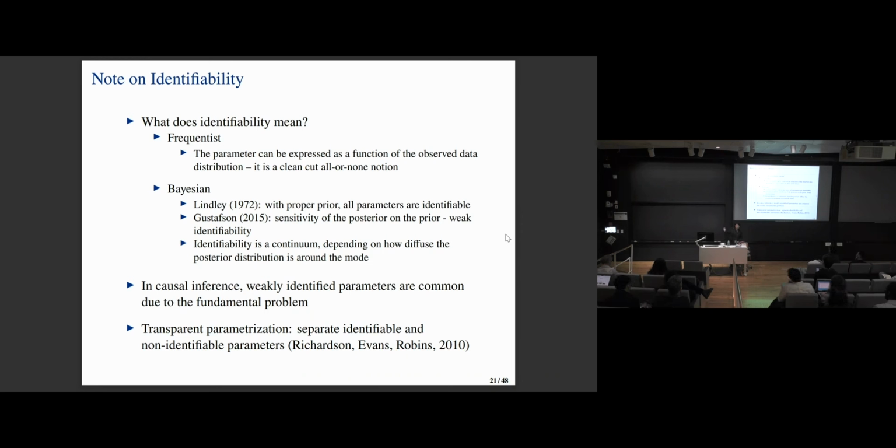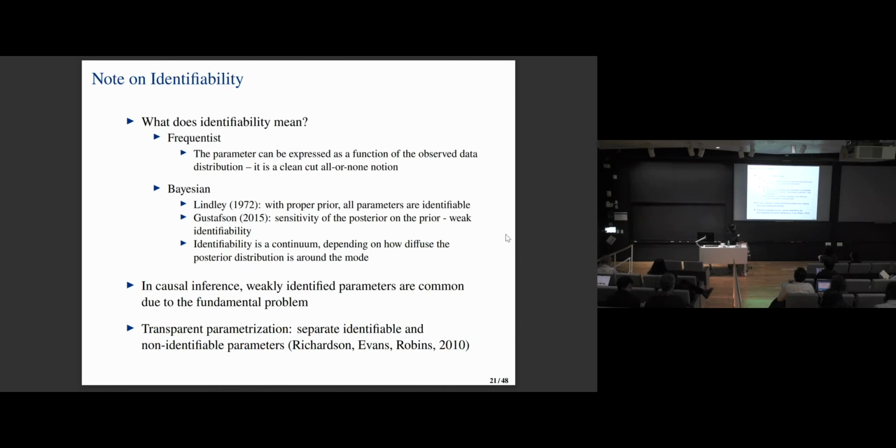He said that identifiability in the Bayesian paradigm is really a continuum. It's between 0 and 1, from weak identifiability to strong identifiability. So it's not just 0 or 1. He's saying that identifiability depends on how diffuse the posterior distribution is. If you don't have enough data, your posterior might be very diffuse, and then that is weak identifiability. Again, this is all high-level discussion, but it turned out to be very useful in causal inference.